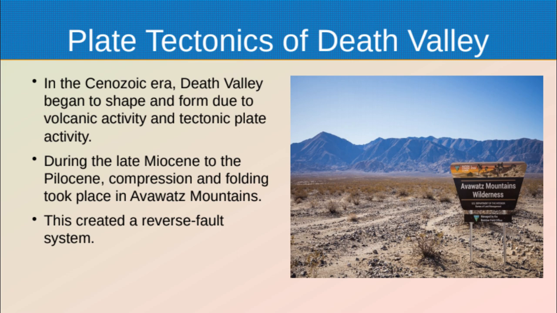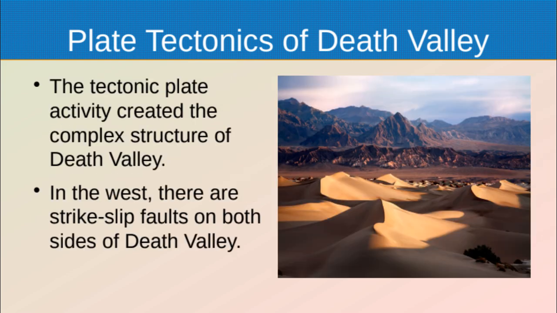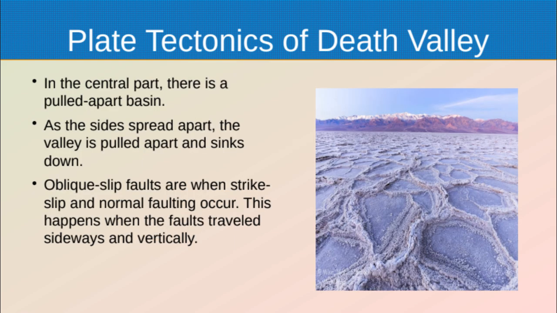During the late Miocene to the Pliocene, compression and folding took place in the Avawatz Mountains. This created a reverse fault system. The tectonic plate activity created the complex structure of Death Valley. In the west, there are strike-slip faults on both sides of Death Valley. In the central part, there is a pulled-apart basin. As the sides spread apart, the valley is pulled apart and sinks down.